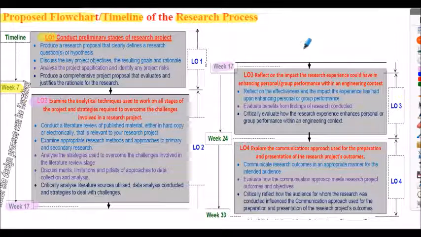Learning Outcome 3, which is a reflection on the impact of the research experience on personal and group performance, has been given 7 weeks. And finally, Learning Outcome 4, which requires you to explore various communication approaches used to present the outcomes of your research, and indeed for you to choose one particular method to present your outcomes to a defined audience, has been given 6 weeks.